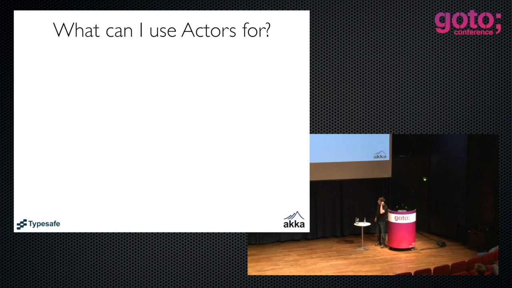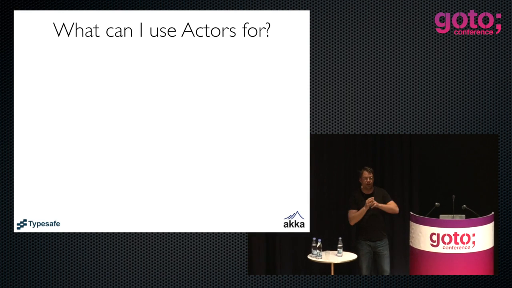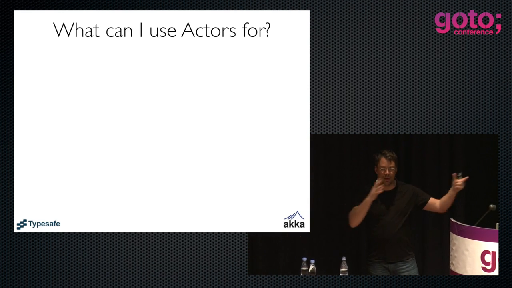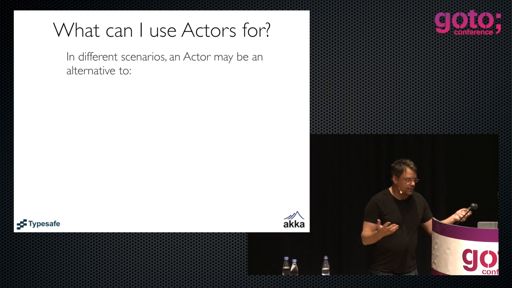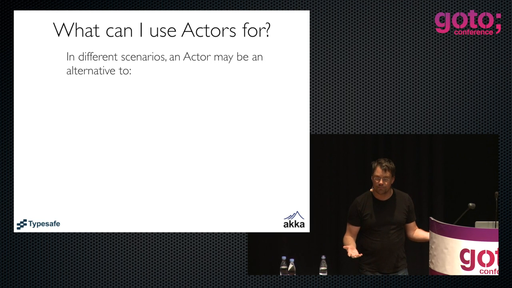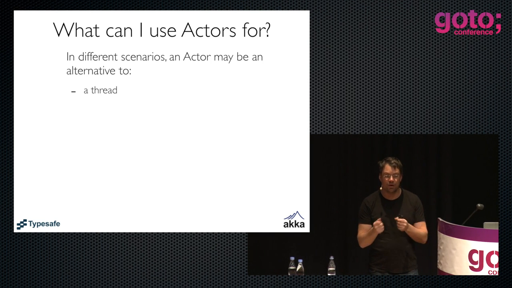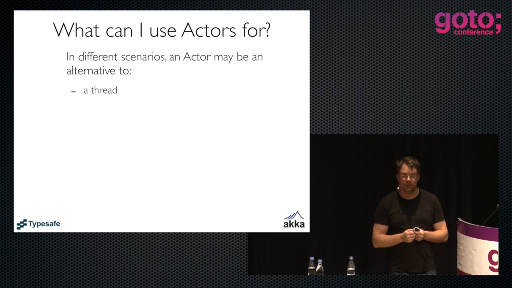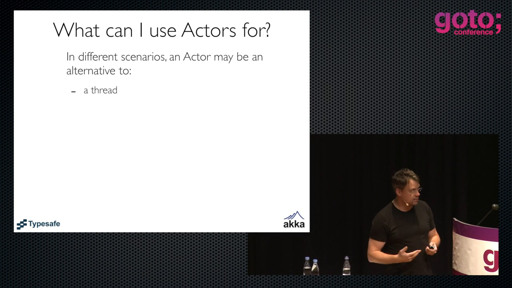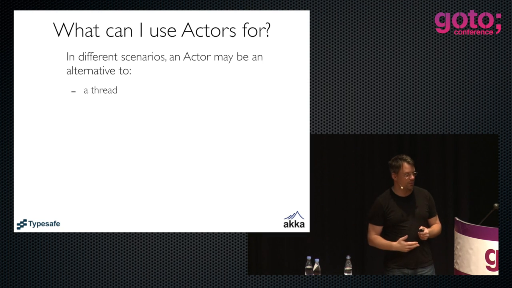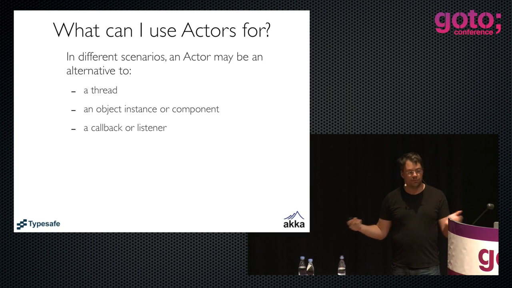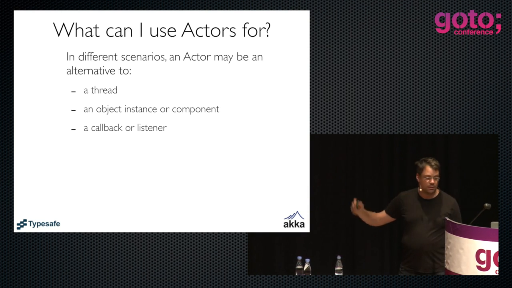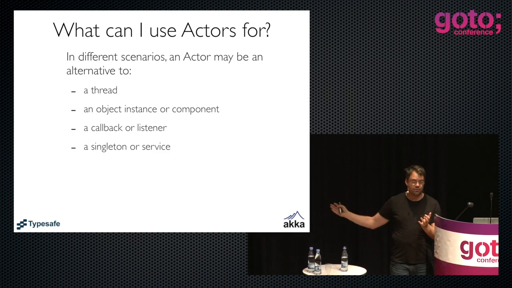So what can you use actors for? If we now try to take a step back and take what we already know and map that to an actor, you can see an actor a little bit sometimes like a thread, for example. It's a very bad comparison, as we will see, because actors are much lighter than threads and so on. But conceptually, they can be looked at a little bit like a thread. They can be seen as an object instance or a richer component. They can be used as a callback or a listener. They would use an anonymous class or closure. It can be a singleton or represent some sort of service.